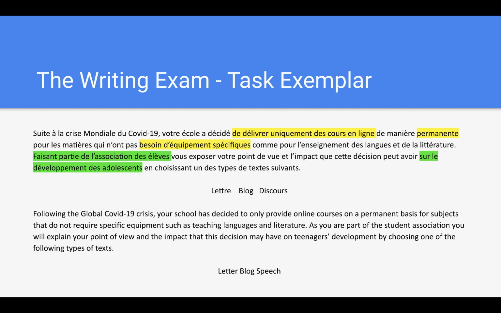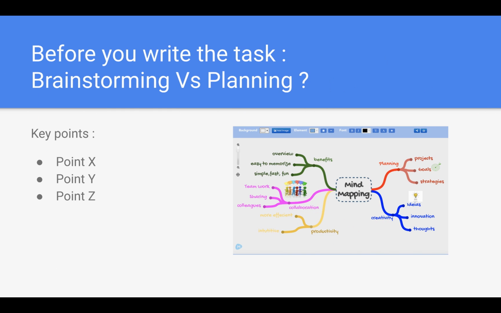So when you get your paper, it's important that you analyze this very carefully so you've got an idea of how you're going to write towards structuring your answer in order to get a successful format, message, and language.